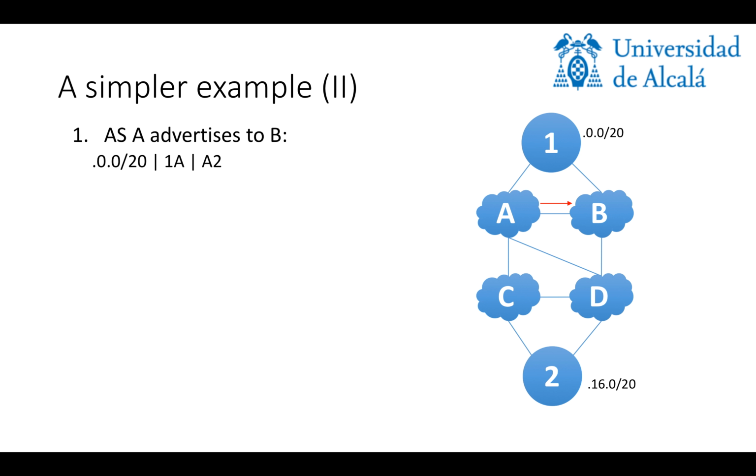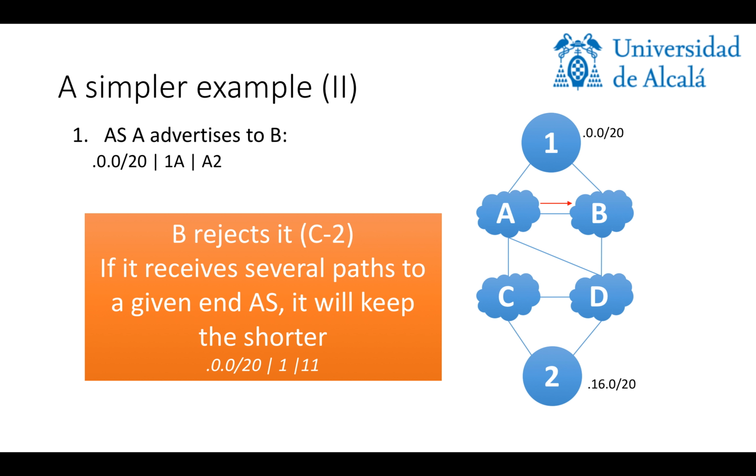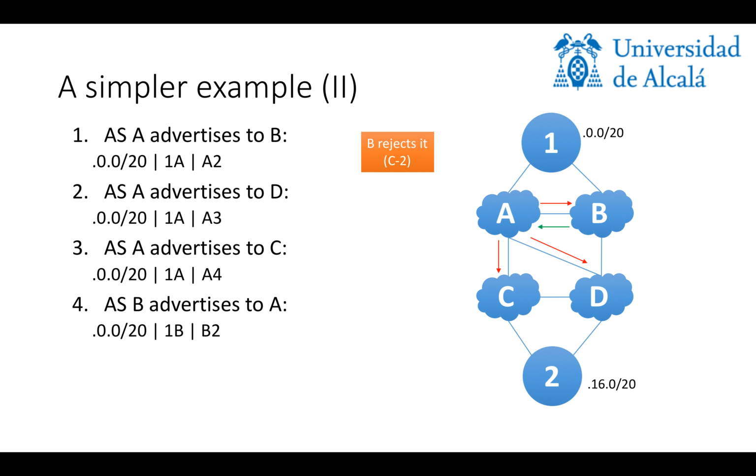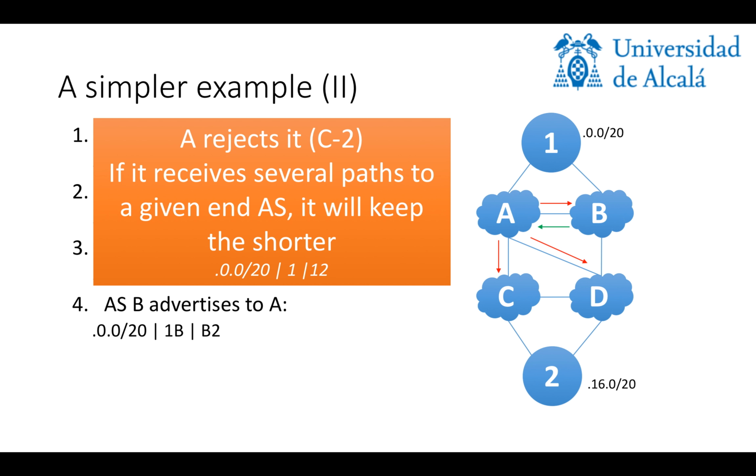So first, autonomous system A will advertise it to B, but B will reject it because given rule C2, if it receives several paths to a given autonomous system, it will keep the shorter, which in this case is the one it already had. A will also advertise to D and to C. Now B, it's going to advertise to A, but A will reject this advertisement because, again, because of rule C2, if it receives several paths to a given autonomous system, it will keep the shorter.